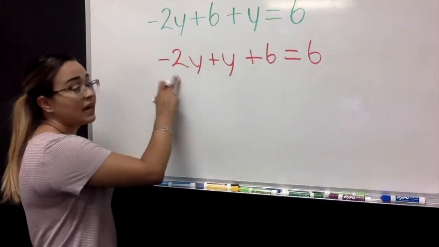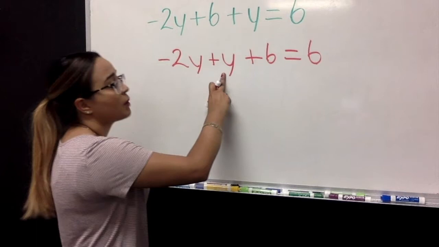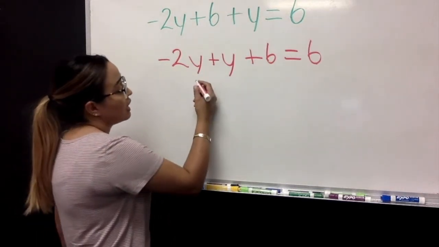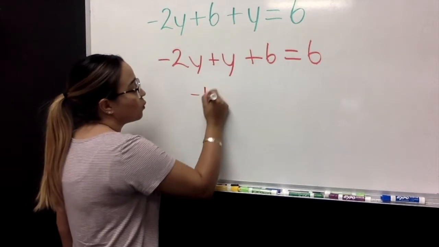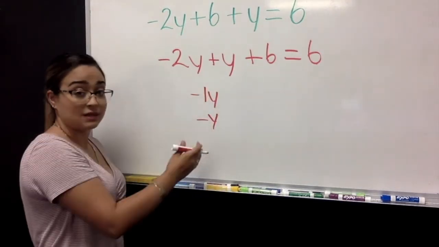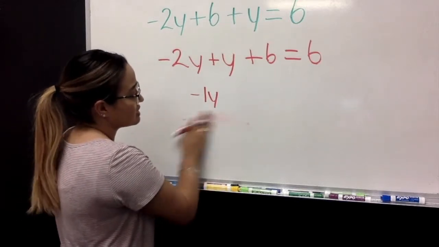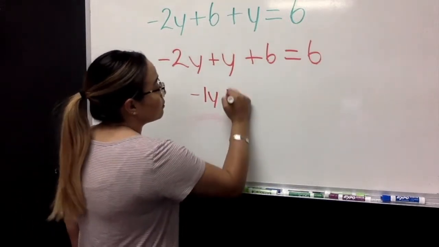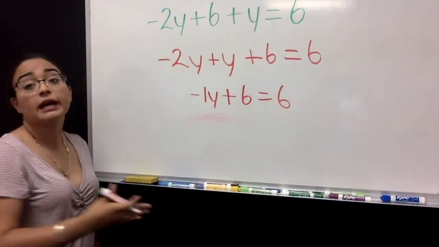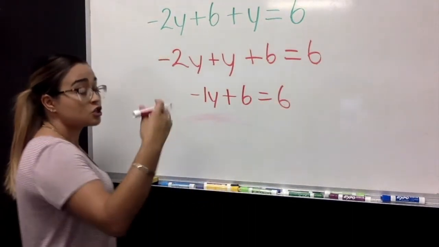Okay? So we have negative 2y and we have a positive 2y. If we combine these, it'll give us a negative 1y or just negative y. It is the same exact thing. We're going to leave it as negative 1y though. Plus 6 equals 6. What is it looking like now? A two-step equation.